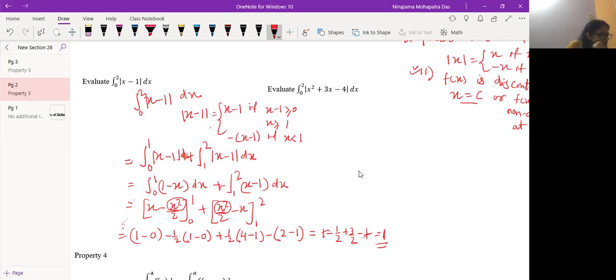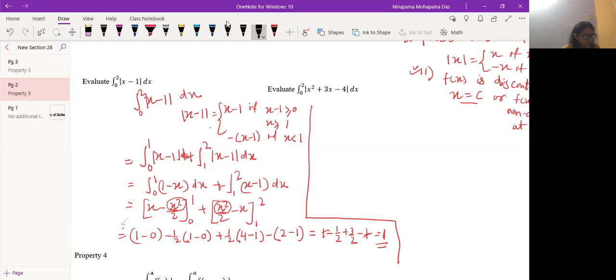Okay, so you are getting the integral as 1. Now the second question is, before we go to property number 4, the integral from 0 to 2 of mod of x square plus 3x minus 4. So in this question you have a quadratic.